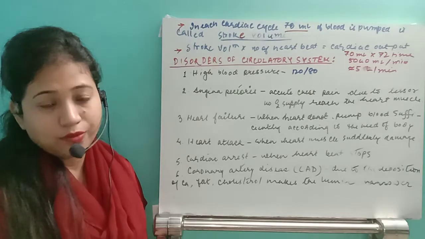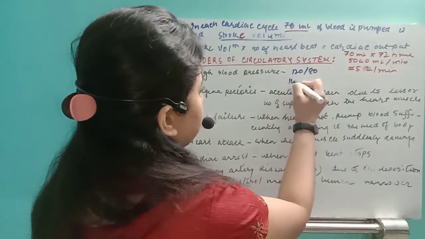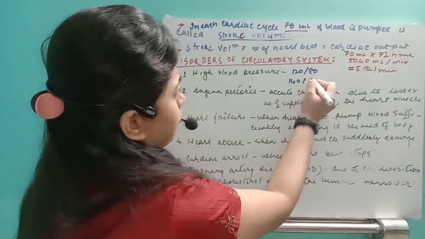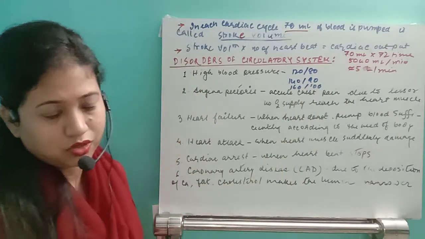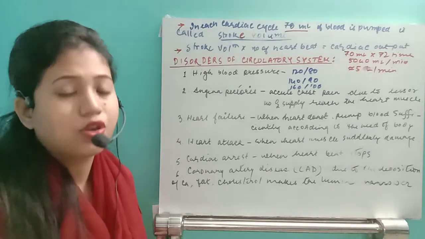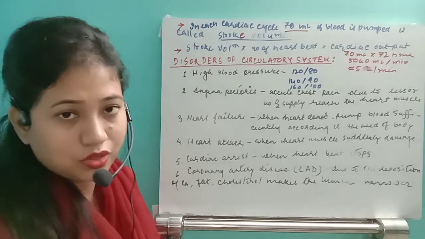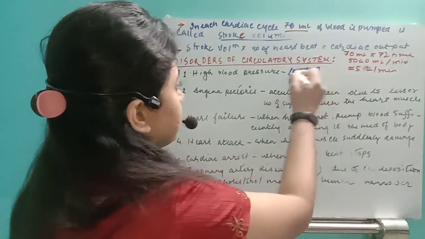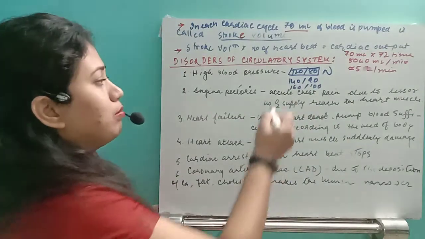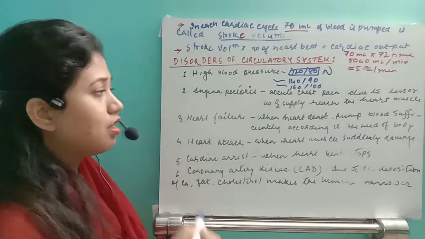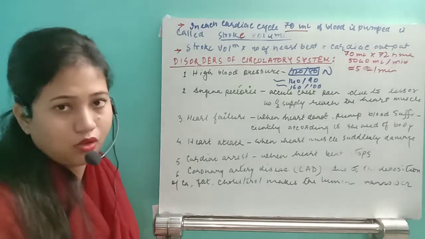Now, whenever that limit is increased to one third above 120, that can be 140 by 90, 160 by 100, that will be the high blood pressure. If the systolic pressure or diastolic pressure increases, then that is known as high blood pressure. Normally it is 120/80, this is normal, and above this will be high blood pressure. So 140/90, 160/100, that will be high blood pressure. It can also increase accordingly.